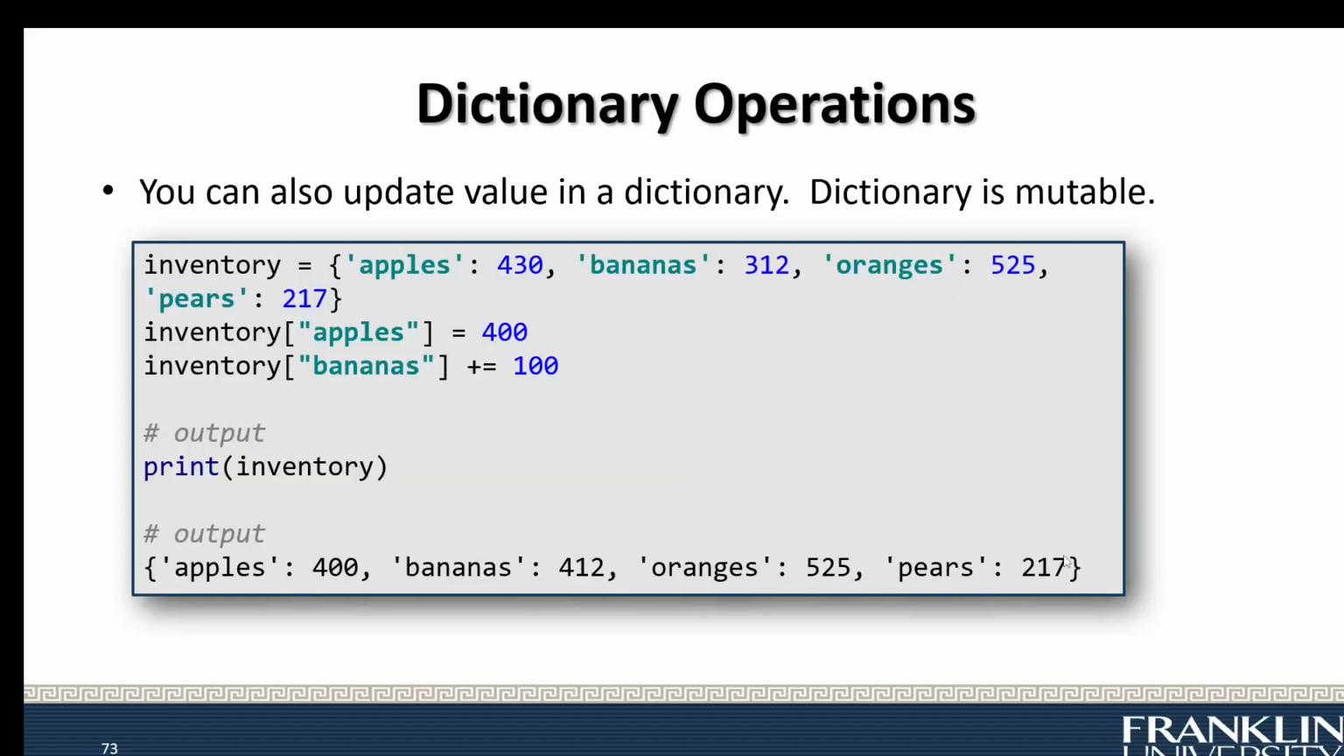And you can update the dictionary. The key is an immutable data type. You can add a new key, but you cannot change the key. But you can change the value. The dictionary value is mutable. So I can update the apple from 430 to 400. Bananas from 312 to 100 more. And let's see how this works in the IDE.